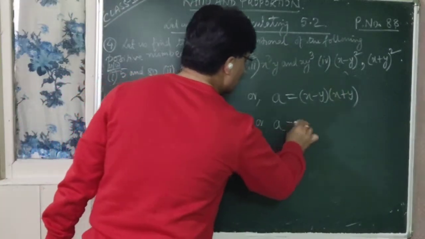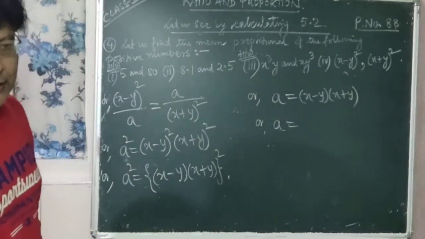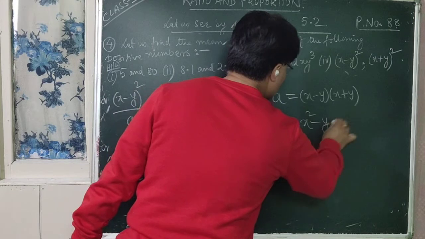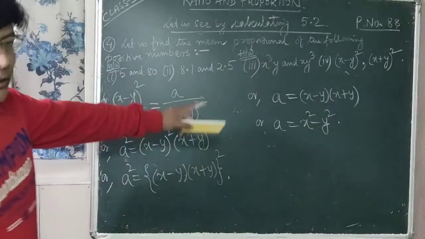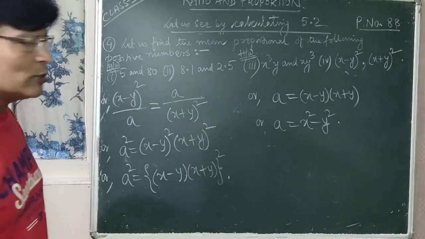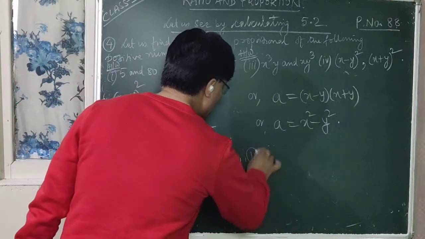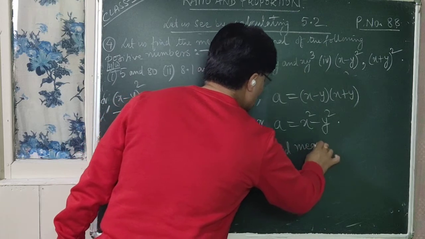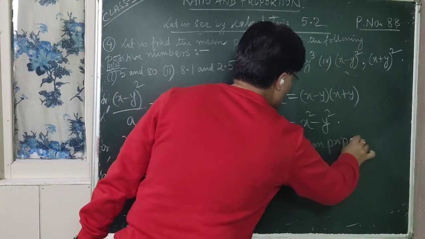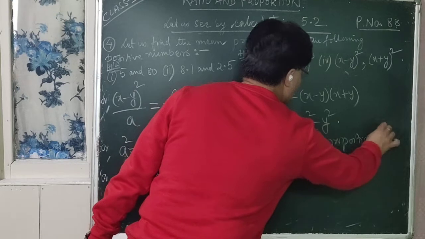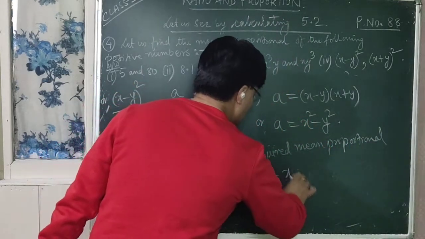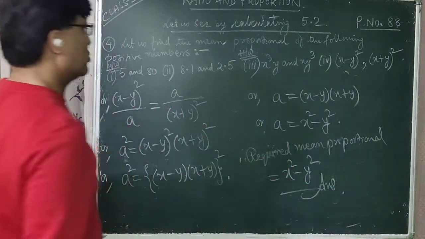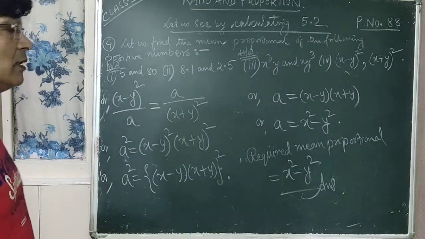Or A is equal to, you know this formula, A plus B into A minus B, which is equal to A square minus B square. So it is x square minus y square. So this is the answer. So what is the required mean proportional? Therefore, required mean proportional is equal to, what is the answer? It is x square minus y square. So this is the answer for the fourth part.